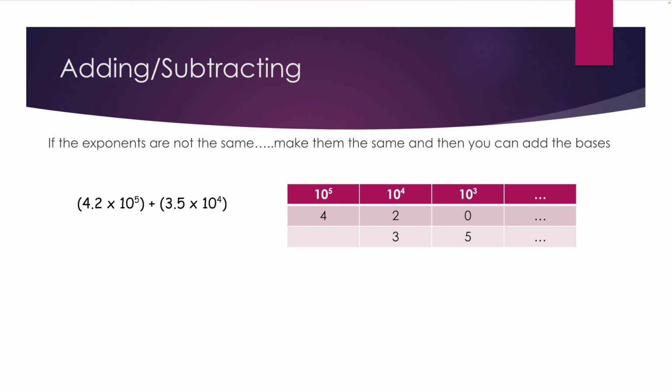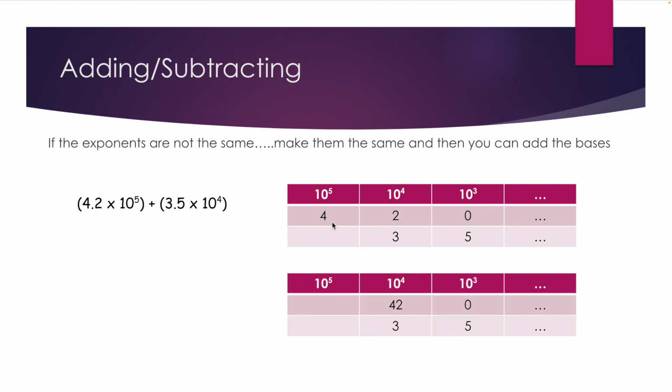I personally like to go and make the powers the same as the smaller power. So in this case, I'm just going to shift this 4 over, and so my number becomes 42 times 10 to the power of 4. So I've expanded one of those powers of 10 out, and now that my powers are the same, I can add those front numbers together.